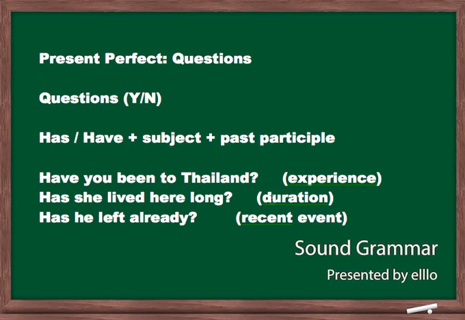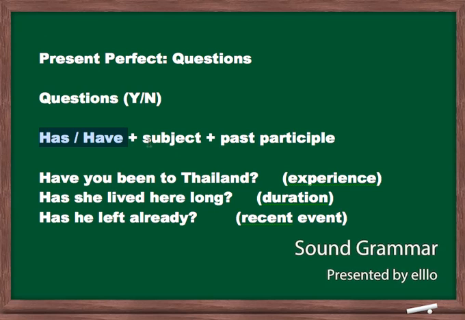You can use it to talk about duration. For example, has she lived here long? And you can use it to talk about recent events, like, has he left already? So there's different ways we can use these, and we'll talk about those in a different video. But when you make a yes/no question, the form is very simple.